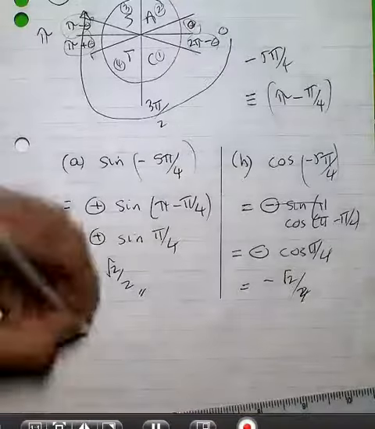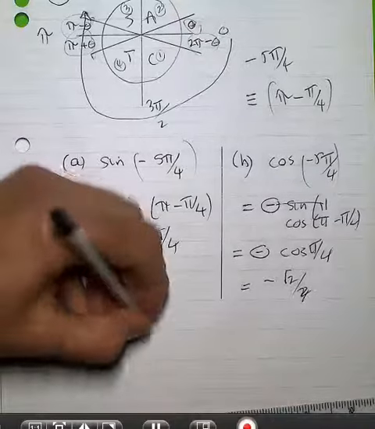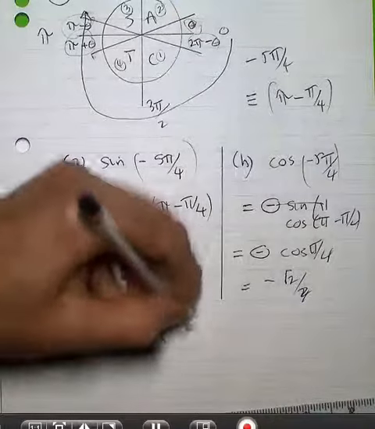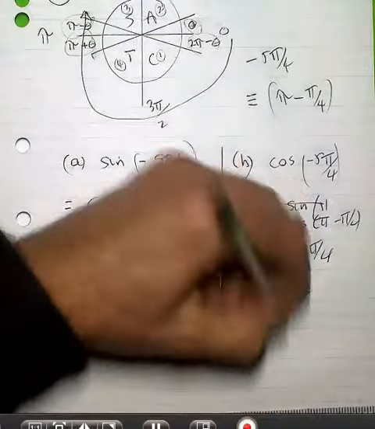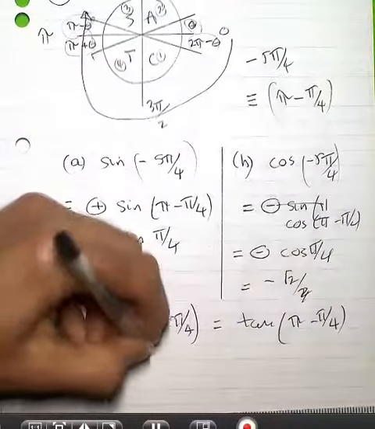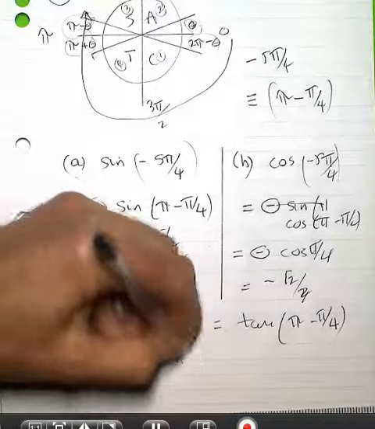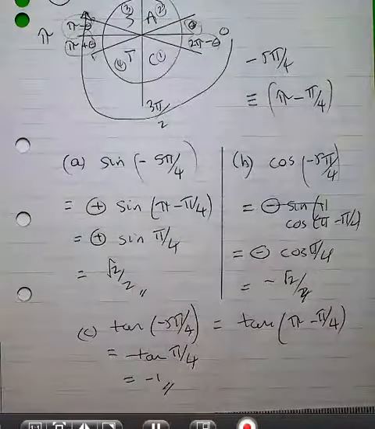When you're dealing with tan, the same principle applies. Tan of negative 5 pi on 4, as I've already demonstrated, is equal to tan of pi minus pi on 4, which is negative tan of pi on 4, which is negative 1 as your answer.